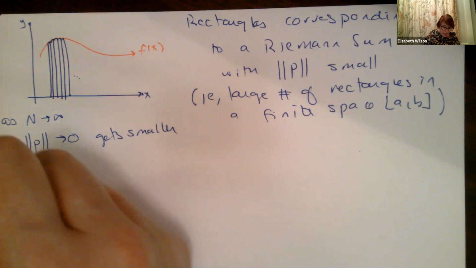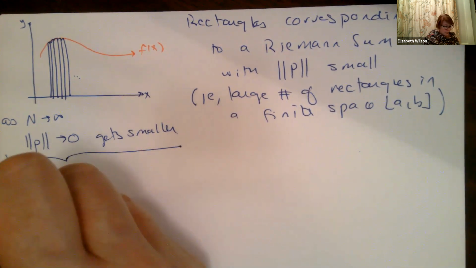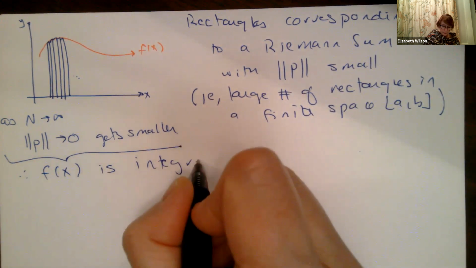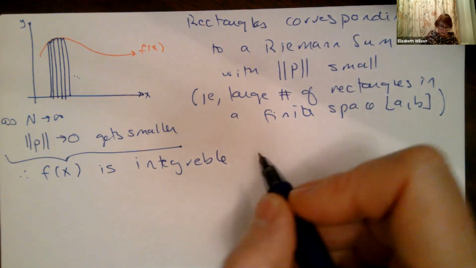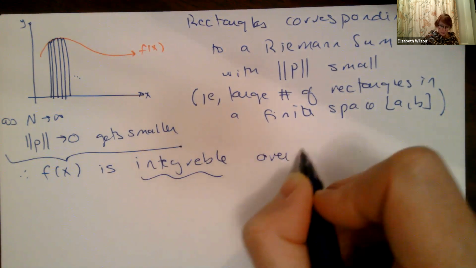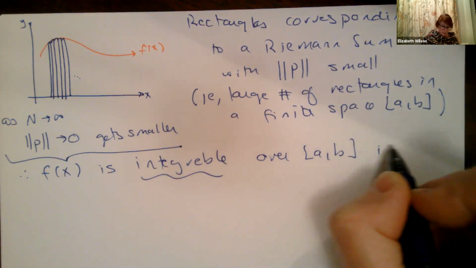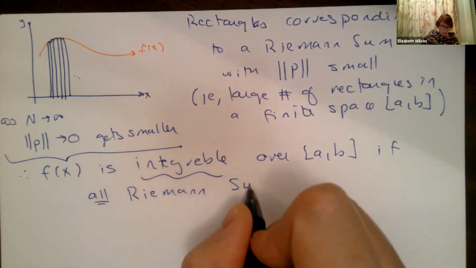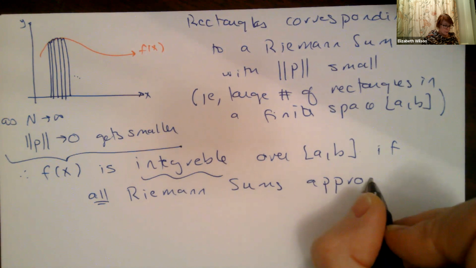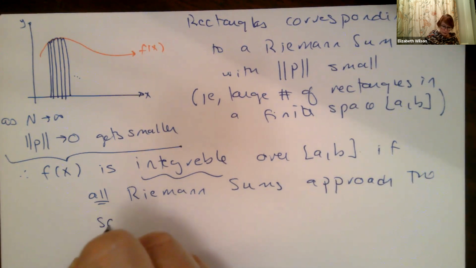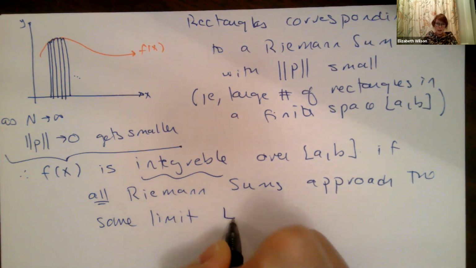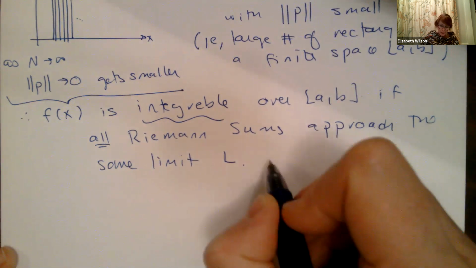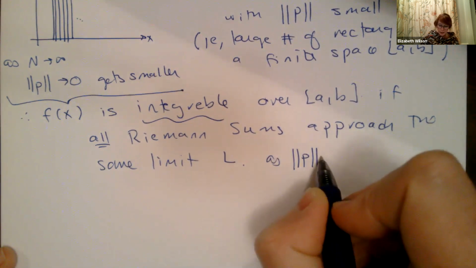Okay, so if that's true, then we can say therefore our function is integrable over the interval a to b if all the Riemann sums approach the same limit, L. Okay. So as our largest delta x gets super small.